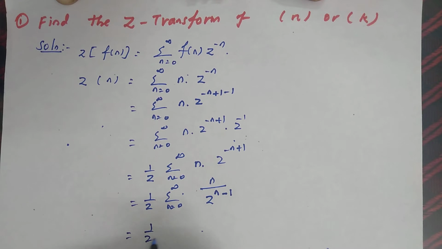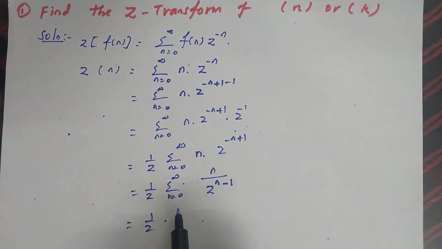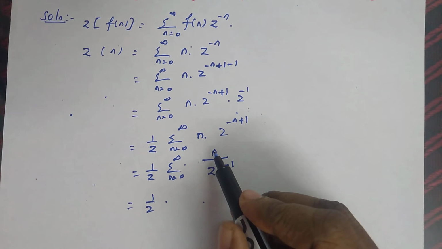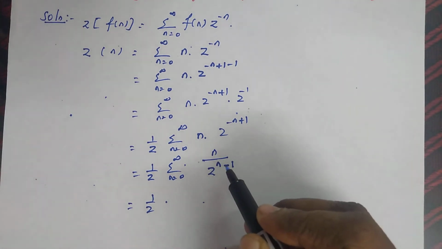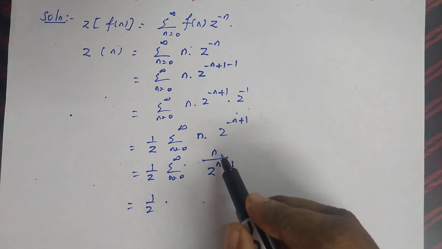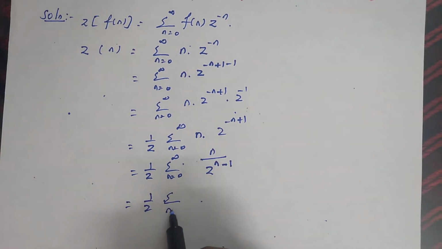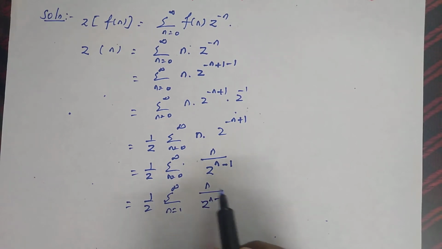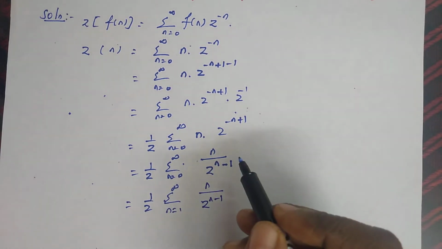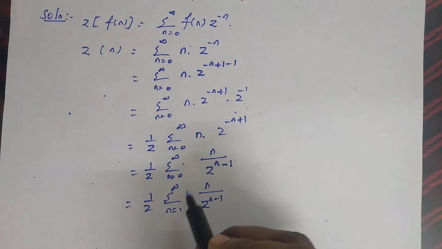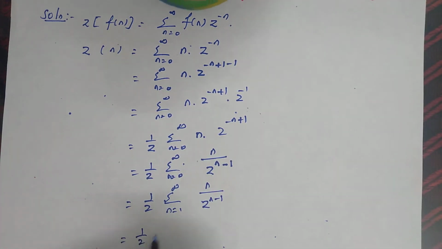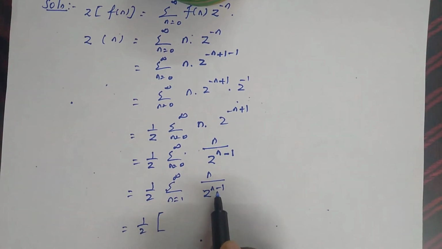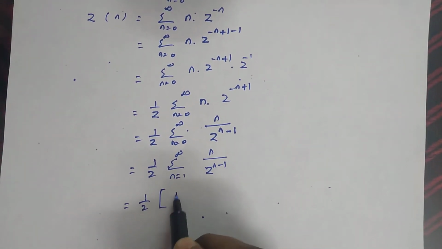Now we are going to give values for n. So 1 by z into, the first value of n is 0. N equal to 0 means 0 by anything is 0. So the first value we can give is 1: n equal to 1 to infinity n by z power n minus 1, because n equal to 0 makes the first term 0. So we are starting with 1. So 1 by z, first n equal to 1: 1 minus 1 is 0, anything power 0 is 1. So the first term is 1.